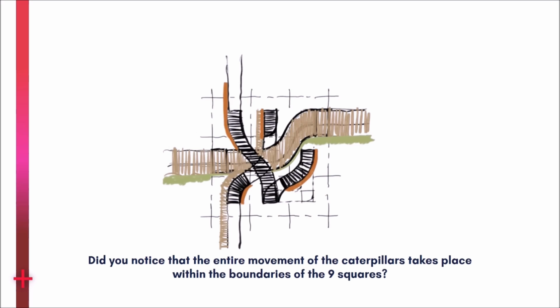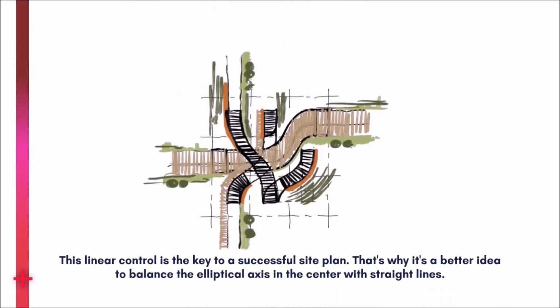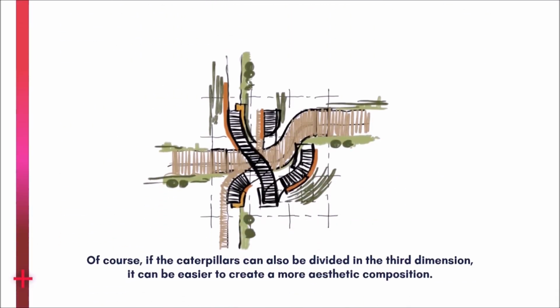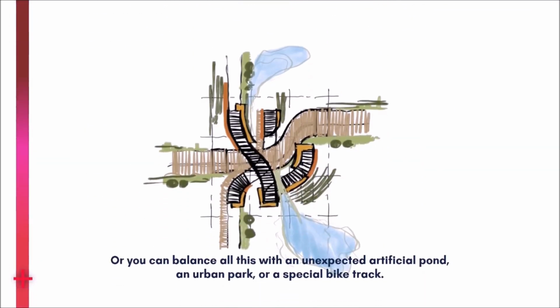This linear control is the key to a successful site plan. That's why it's a better idea to balance the elliptical axis in the center with straight lines. Of course, if the caterpillars can also be divided in the third dimension, it can be easier to create a more aesthetic composition. Or you can balance all this with an unexpected artificial pond, an urban park, or a special bike track.